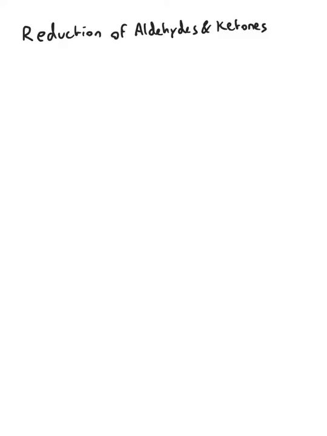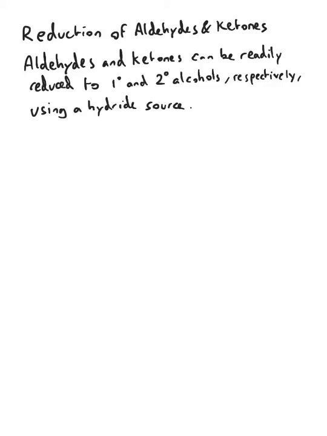This video will be about the reduction of aldehydes and ketones, or the addition of hydrides to the carbonyl. Aldehydes and ketones can be readily reduced to form primary and secondary alcohols, respectively, using a hydride source.